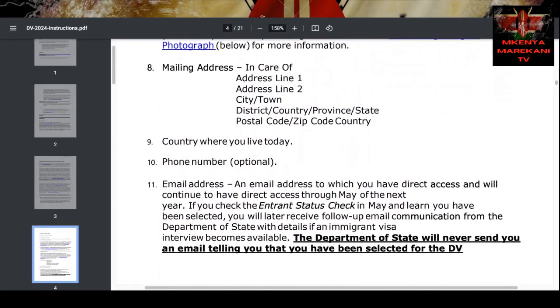And then email address. Email address is the most important thing. That's why it repeats itself twice on the green card application, because that's where the Department of State will send you an email. They will never send you an email telling you that you have been selected for the DV.